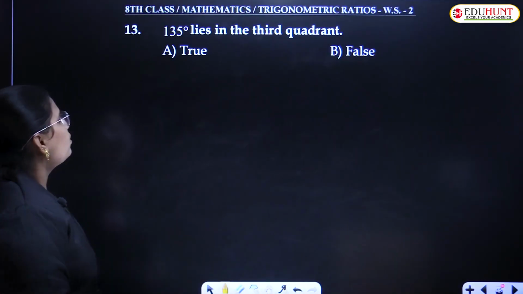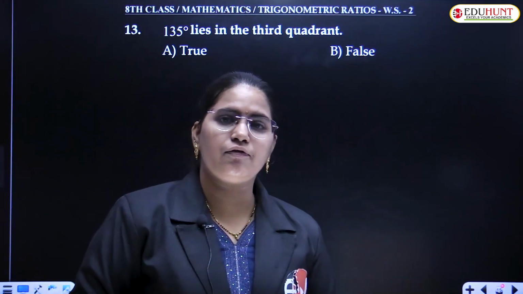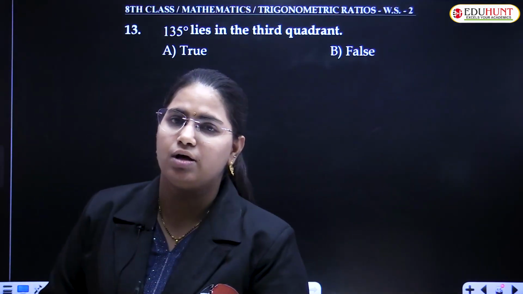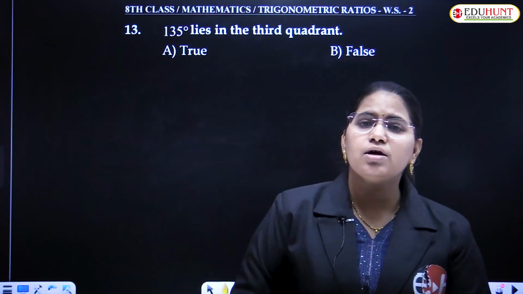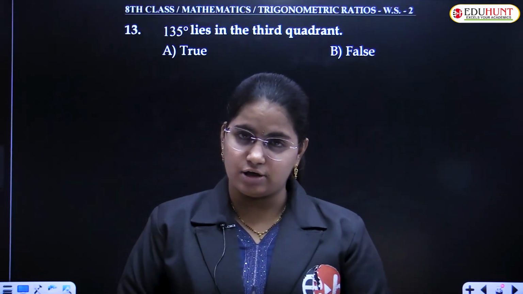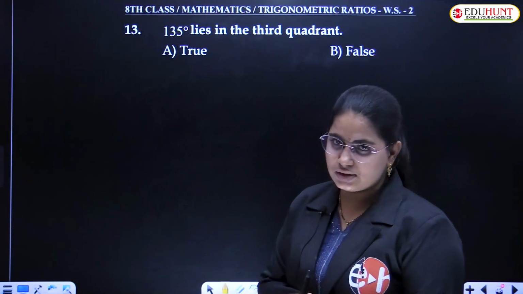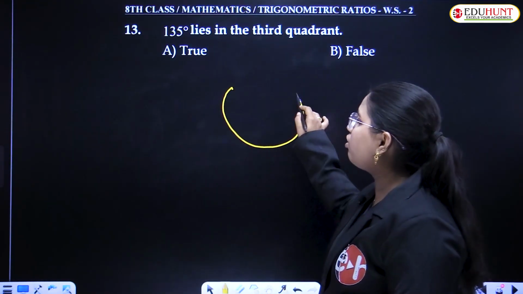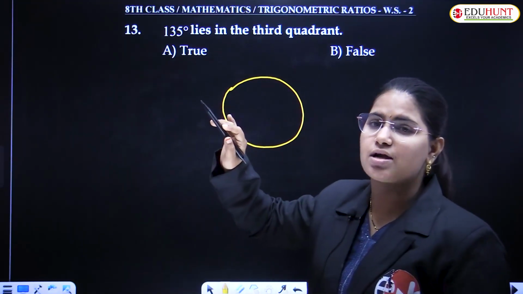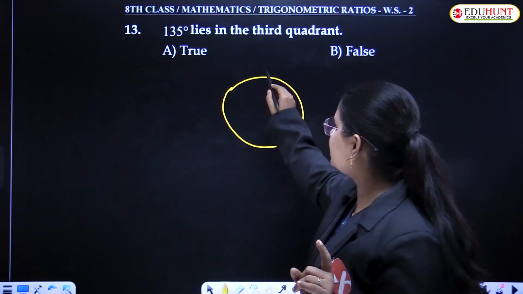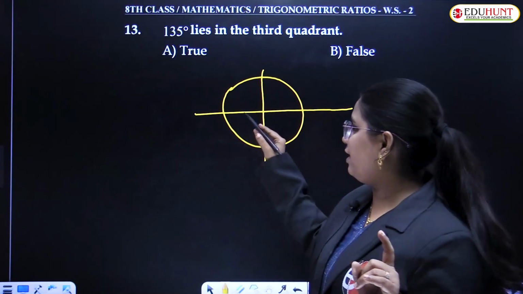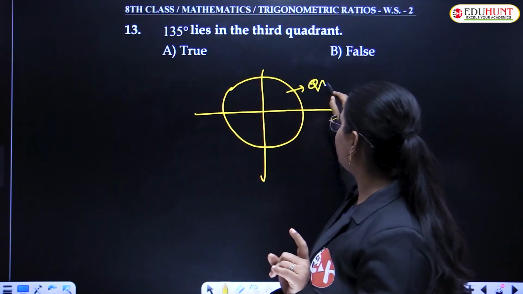Does 135 degree lie in the first quadrant? No, it's the third quadrant. So here the question is given. 135 degree lies in which quadrant? If it is in the third quadrant, true or false? We need to answer this question, right? I hope you recall the past concept I have discussed. I considered the circle and made the circle into 4 equivalent parts. Do you remember, children? And each part I called a quadrant.